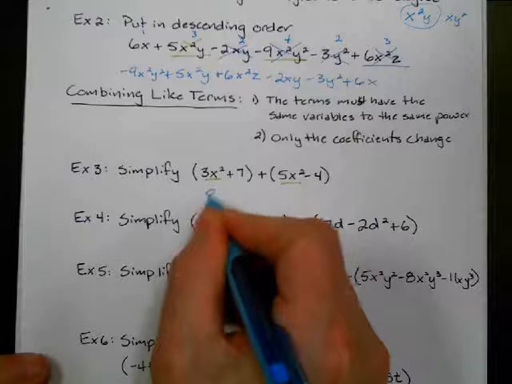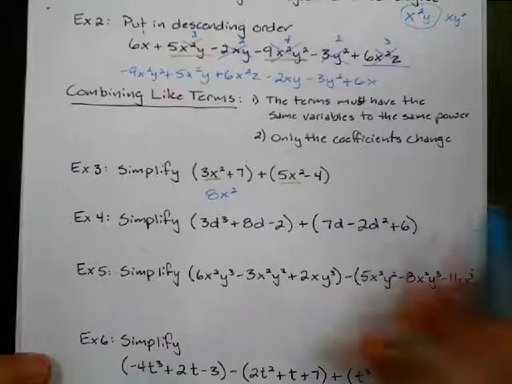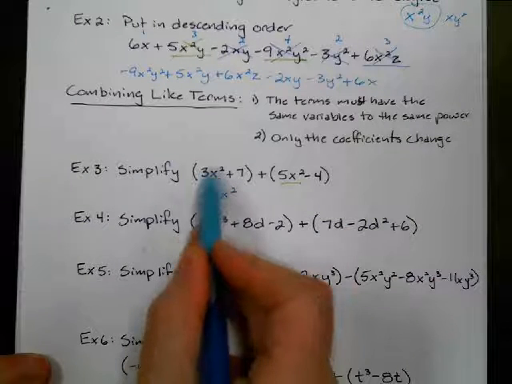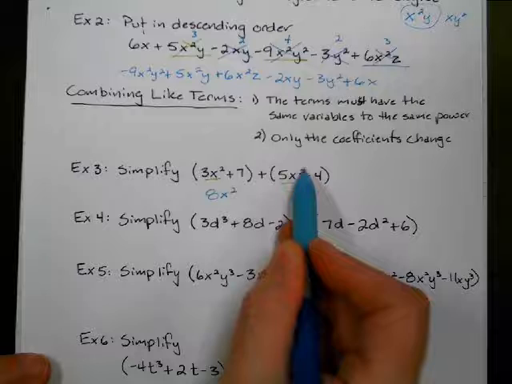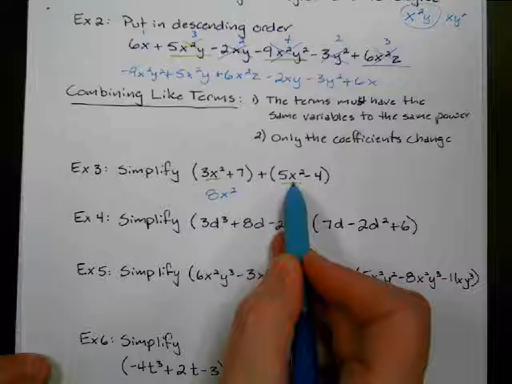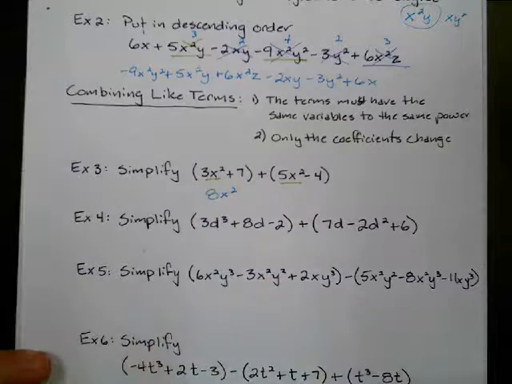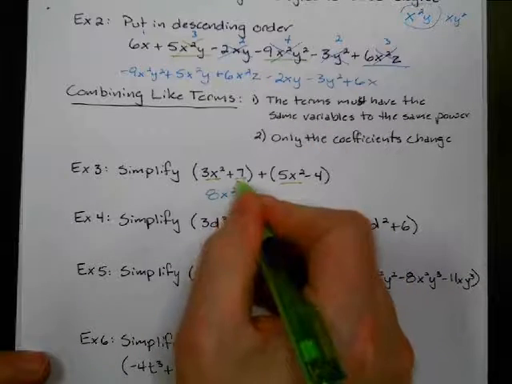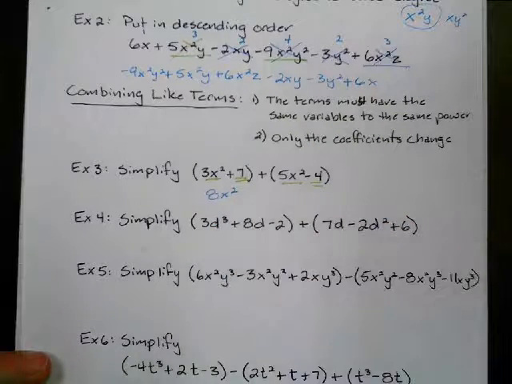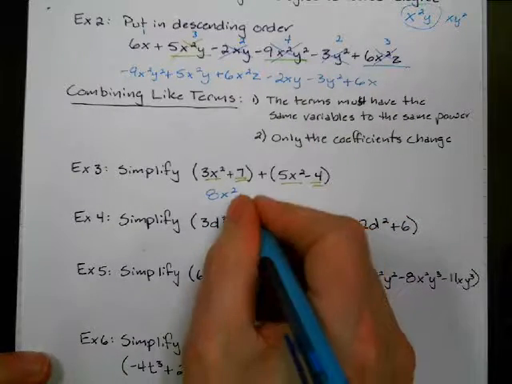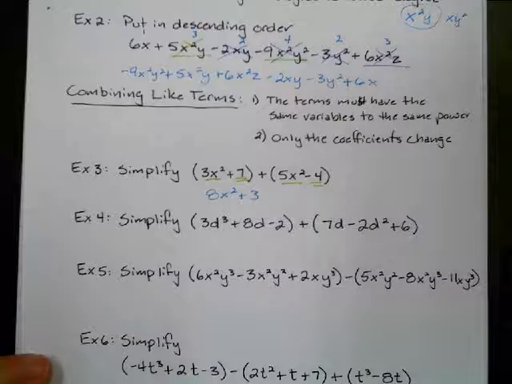So what is this doing? It's just saying, hey, I've got 3x to the seconds over here, and then I got 5 more x to the seconds over there. So how many x to the seconds do I have? I've got 8 of them, 8x to the second. Okay, and then constants are like terms, so we can combine these, and we get plus 3. So 8x squared plus 3 is what that simplifies to.